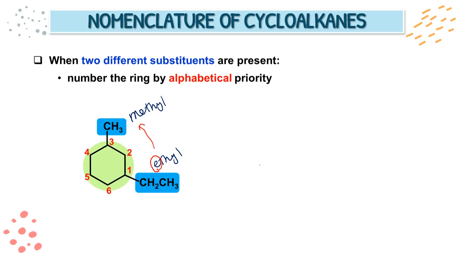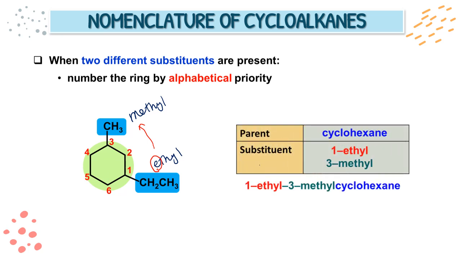As for the naming, the parent name is cyclohexane. The substituents: we have 1 ethyl and 3 methyl. The naming still follows how we name our alkanes. So it will be 1-ethyl-3-methylcyclohexane.